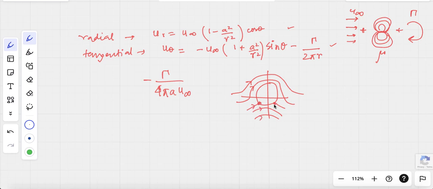These are the two stagnation points for this value lying between 0 and 1. When this value is equal to 1, we have seen the stagnation point over here.